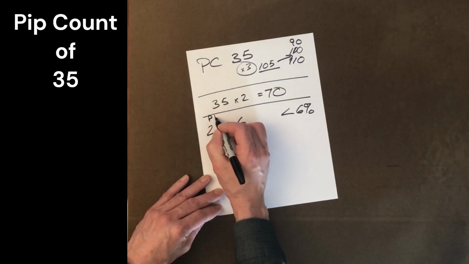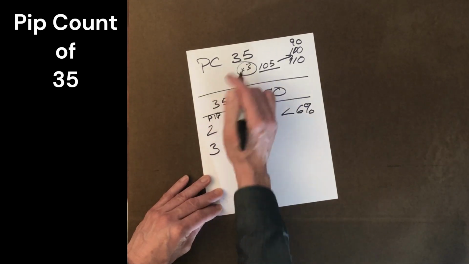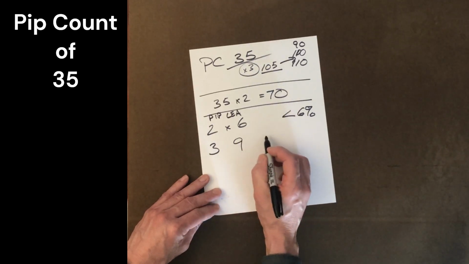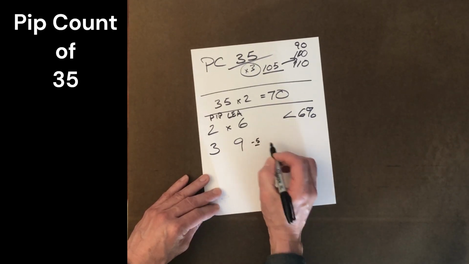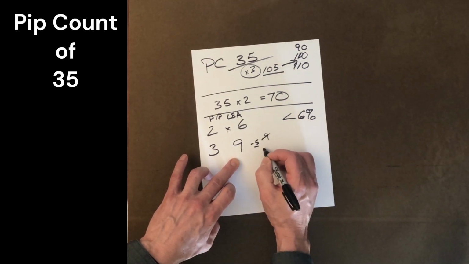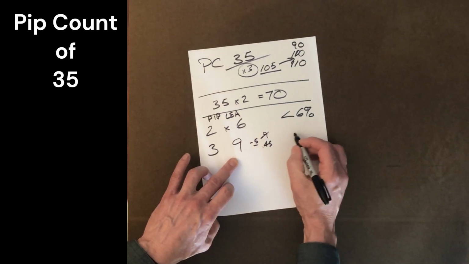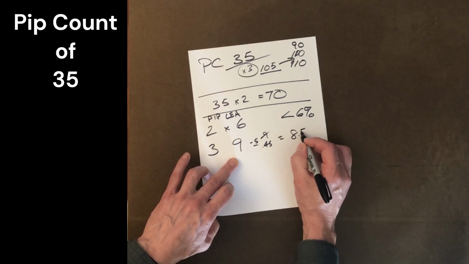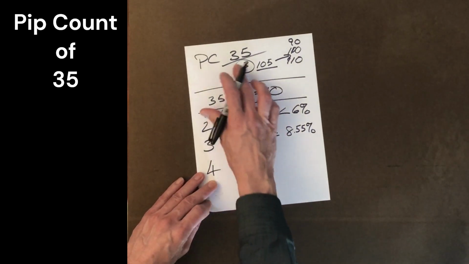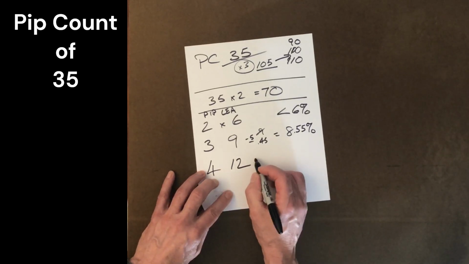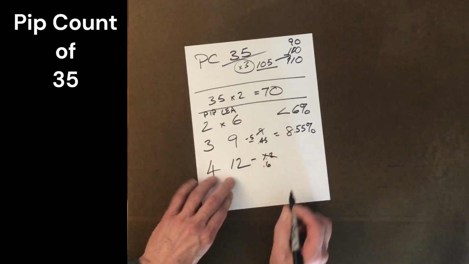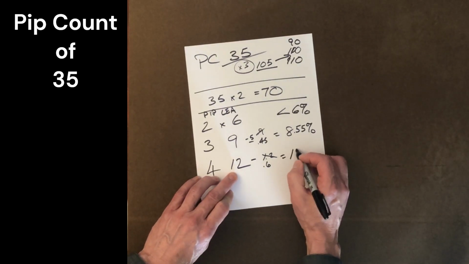Pip lead rather. Pip lead is 3. Our pip count is 35. Multiply by 3, 9. And we're going to subtract 5%. So 10% would be 0.9. Half of that, 0.45. 9 minus 0.45 is 8.55%. Our pip lead of 4, multiply that by 3 is 12. We're going to subtract our 5%. 10% would be 1.2. There's our 5%, 11.4%.